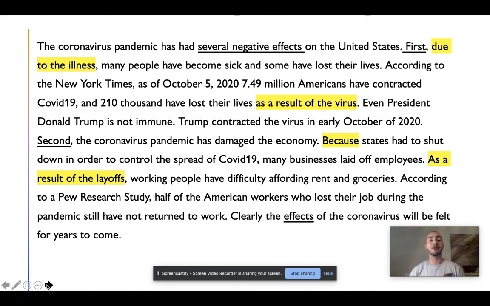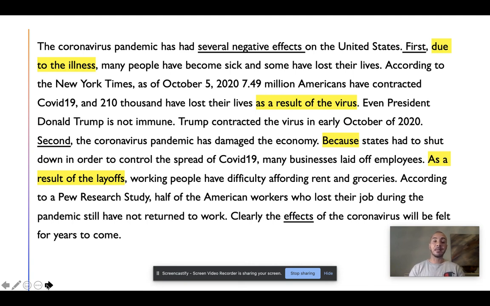We have the coronavirus pandemic has had several negative effects on the United States. First, due to the illness, many people have become sick and some have lost their lives. According to the New York Times, as of October 5th, 2020, 7.49 million Americans have contracted COVID 19, and 210,000 have lost their lives as a result of the virus. Even President Donald Trump is not immune. Trump contracted the virus in October of 2020.